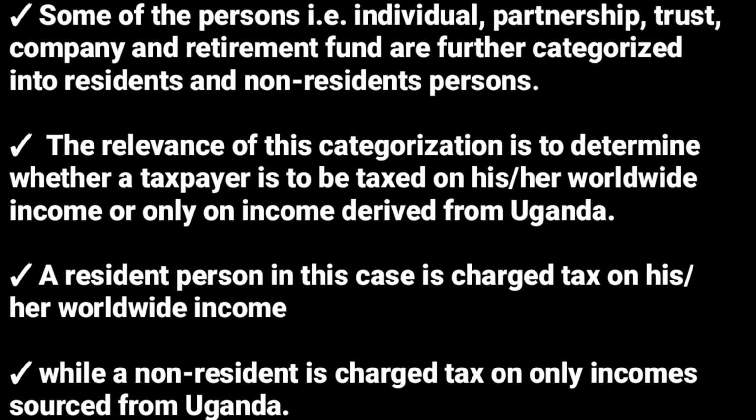And the relevance of categorizing them is to determine whether the taxpayer is to be taxed on his worldwide income or only on the income that is derived in Uganda. Because for a resident person, they charge the tax on his or her worldwide income. But for a non-resident person, the tax charged is only on the income that is derived from Uganda. So those categories of people are further categorized into residents and non-residents persons to determine whether a taxpayer is to be taxed on his worldwide income or the income derived from Uganda only.